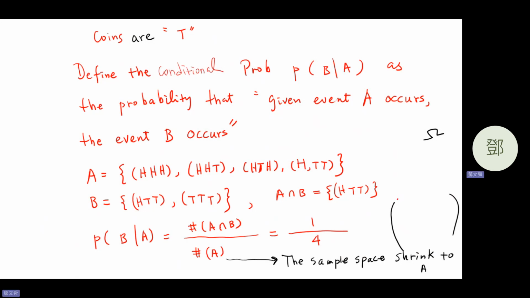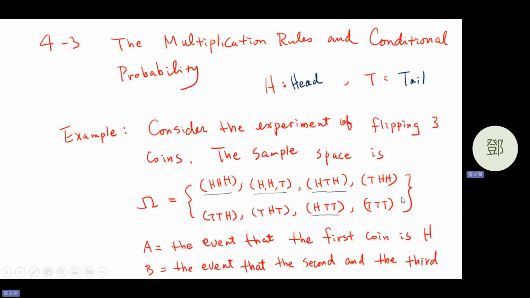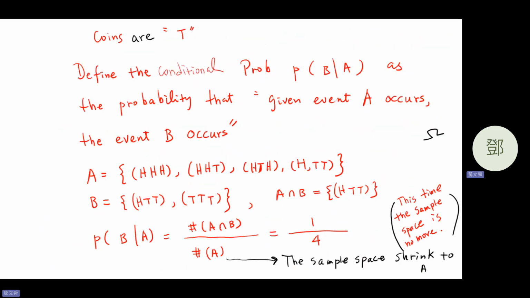Now, this time, the sample space is no more. No more omega. Okay? And the sample space shrinks to A. Hey, it's going to appear in your midterm. All right?